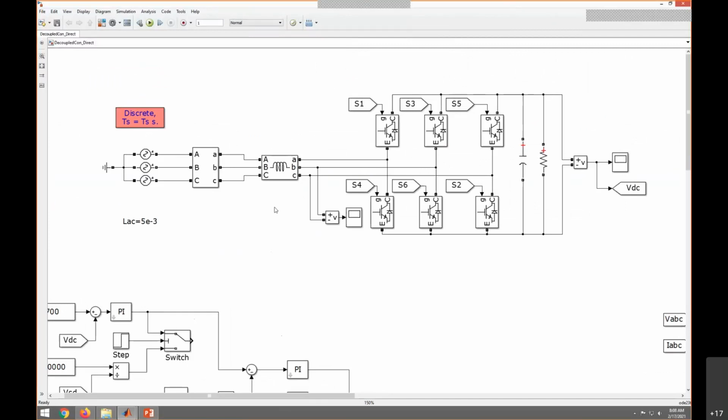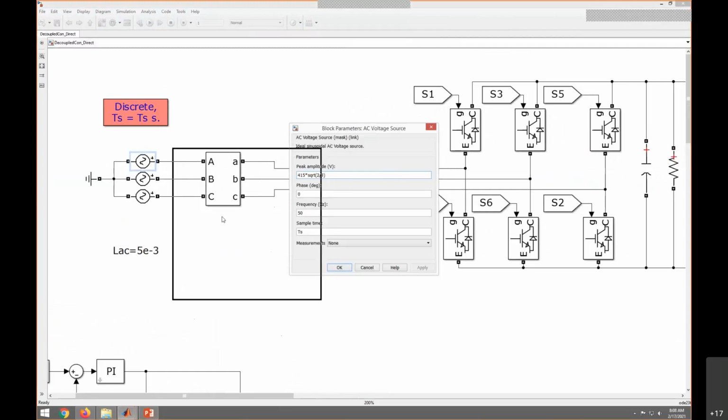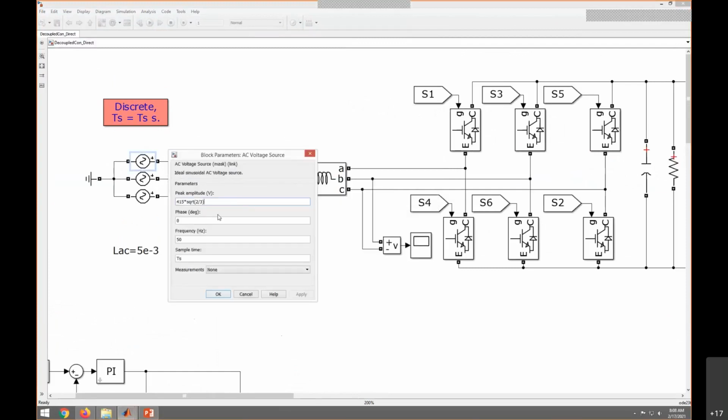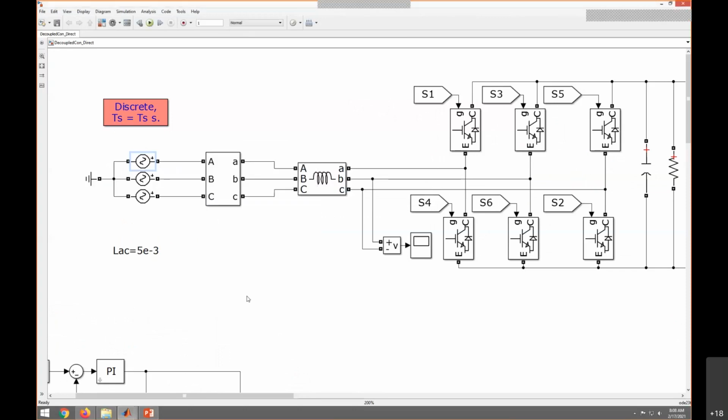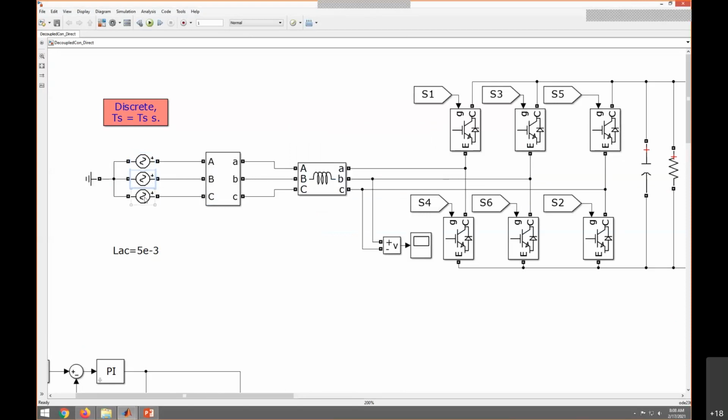So this is the circuit. We have an AC source on one end. We need to select a 415 volts line voltage, so this will prompt for the peak amplitude. Therefore, 415 by root 3 into root 2 gives you the phase voltage peak value. We need to generate three phases, which are displaced by minus 120 degrees, and this is another minus 120 degrees from B to C.